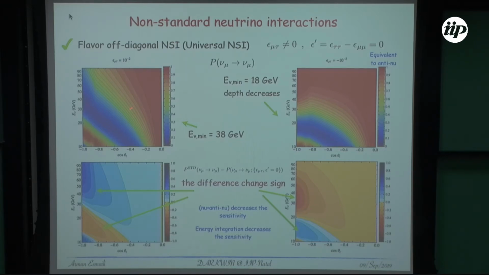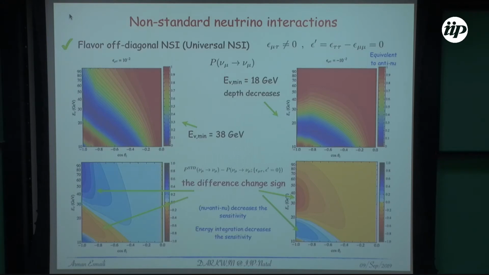So you can again plot these diagrams. Maybe this one is easier to understand. This is the difference between the standard neutrino oscillation and the oscillation in the presence of the NSI. Anything that is blue means that this quantity is positive. Anything that is red or yellow means that this quantity is negative. So there are differences between the NSI oscillation and the standard oscillation at low energy.